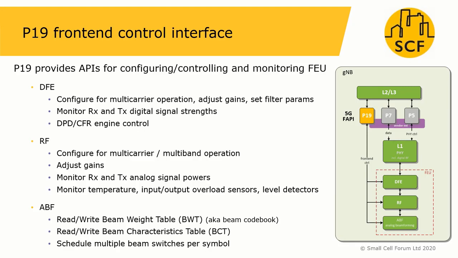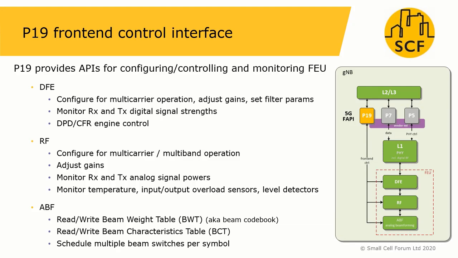APIs for the DFE and the RF blocks may include functions for configuring the multi-carriers, adjusting gains, the filter parameters, or monitoring the overload sensors, temperature sensors, or measuring the receive or the transmit powers. It's worth mentioning here that it's up to the vendor to declare which of the capabilities that it supports, along with the amount of control it is willing to yield to the stack.